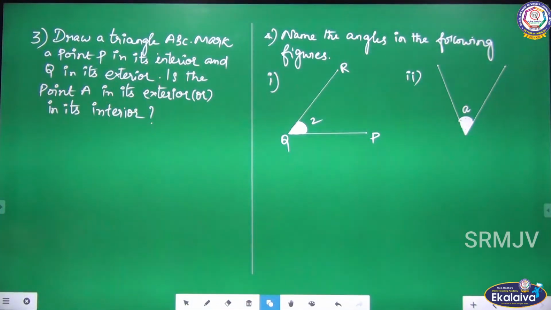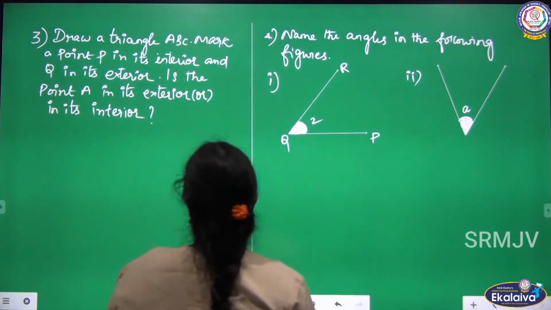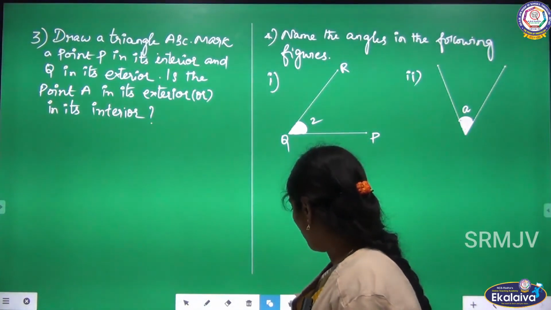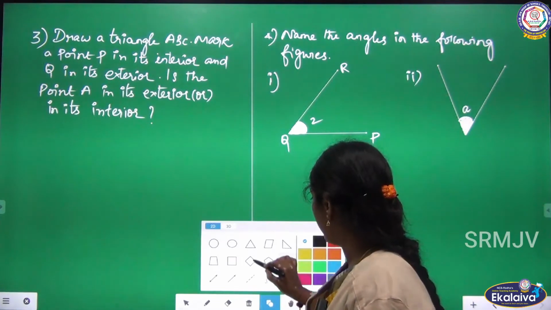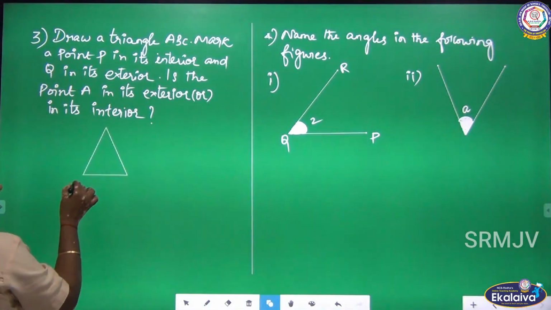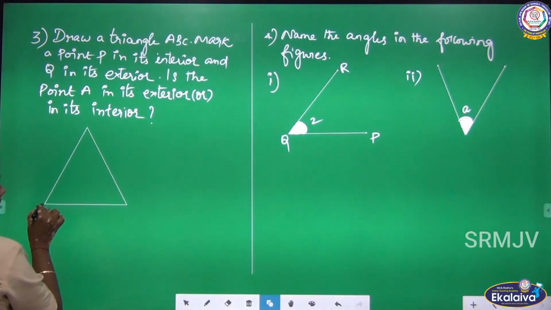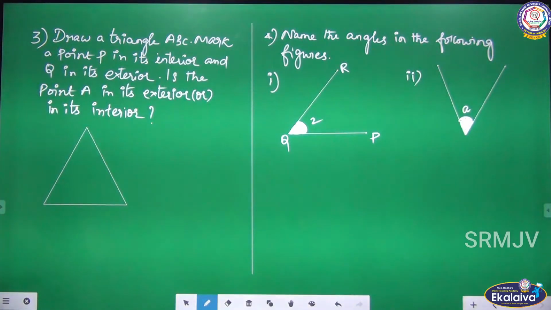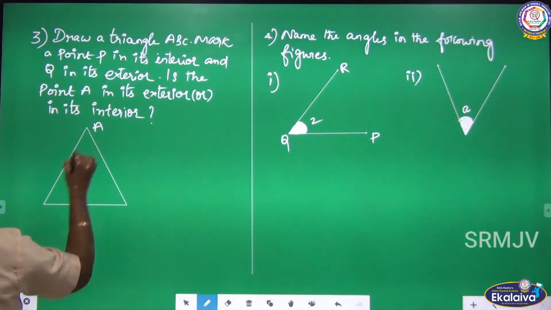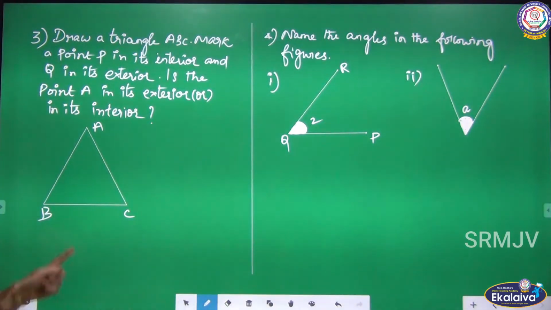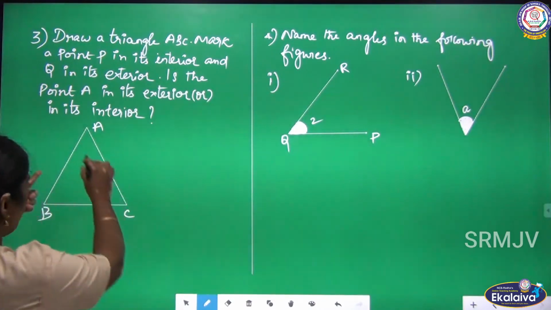Listen. Draw a triangle ABC. I am going to draw the triangle ABC. The first step, what I have read, I will do that. Okay, this is a triangle. I have drawn it, and marked A, B, C. So I have drawn the triangle.